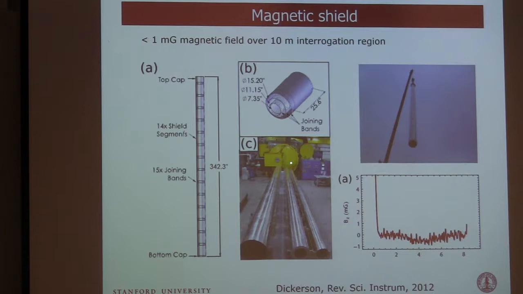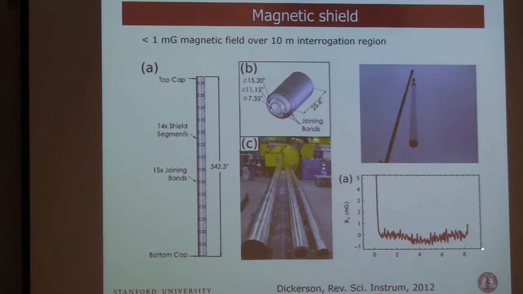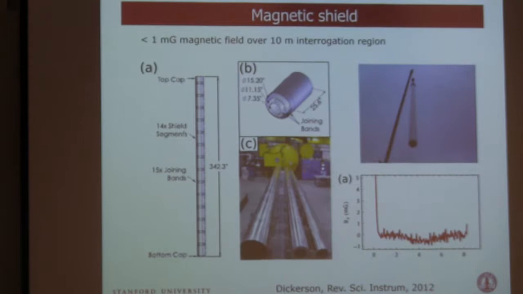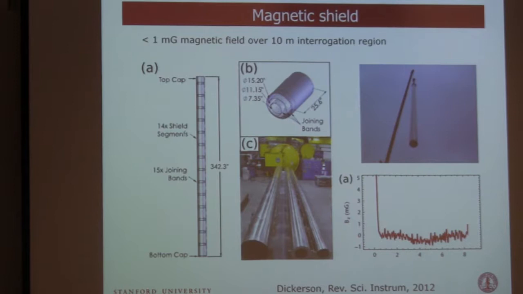And this is a measurement of the axial magnetic field over the full length of the shield. You can see that this is probably in part limited by the readout carriage of the magnetometer and so forth. But magnetic field control is in pretty good shape. And it's three concentric layers of mu-metal, and the details are on the slide.